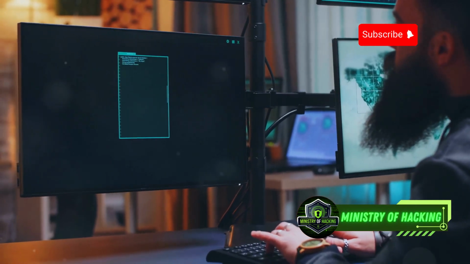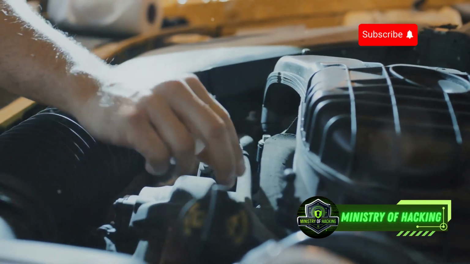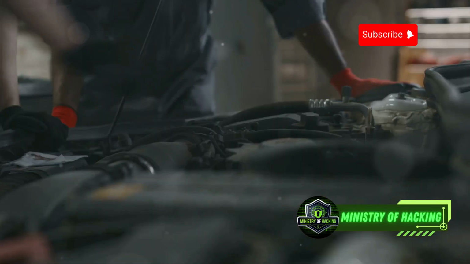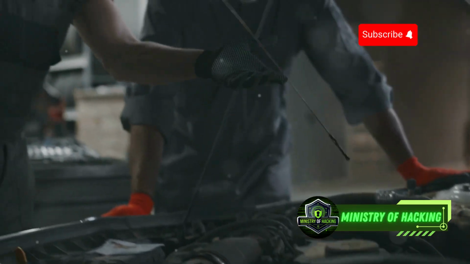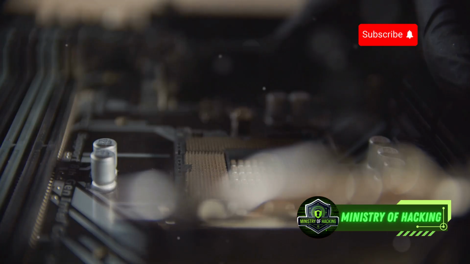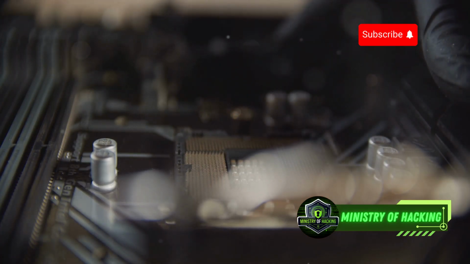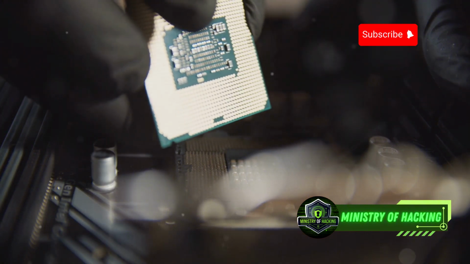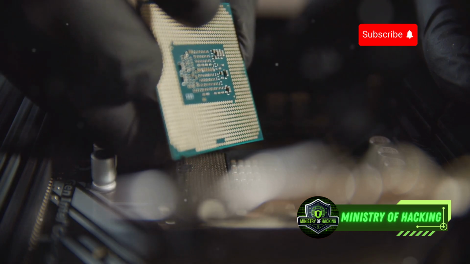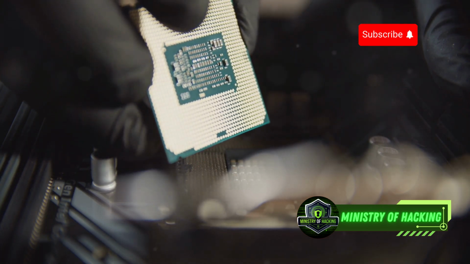Imagine a car mechanic. They don't just know how to drive. They understand the engine, the transmission, every cog and piston. They can diagnose issues and make repairs because they know the machine inside and out. Similarly, aspiring ethical hackers must comprehend the inner workings of computer hardware. This means getting familiar with every component, from the smallest resistor to the most complex integrated circuit.